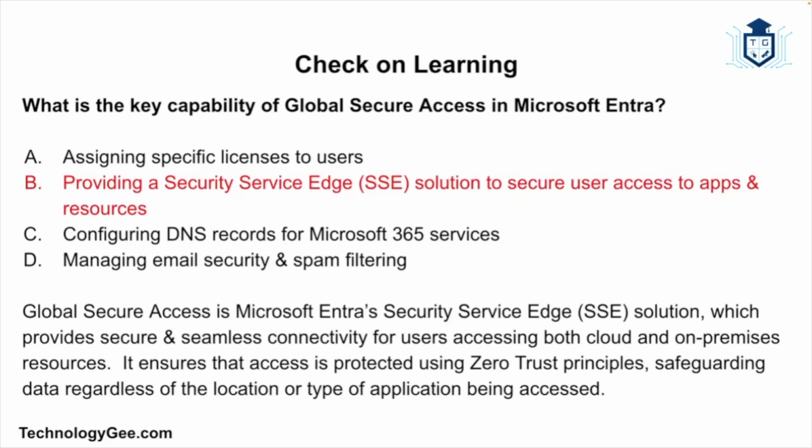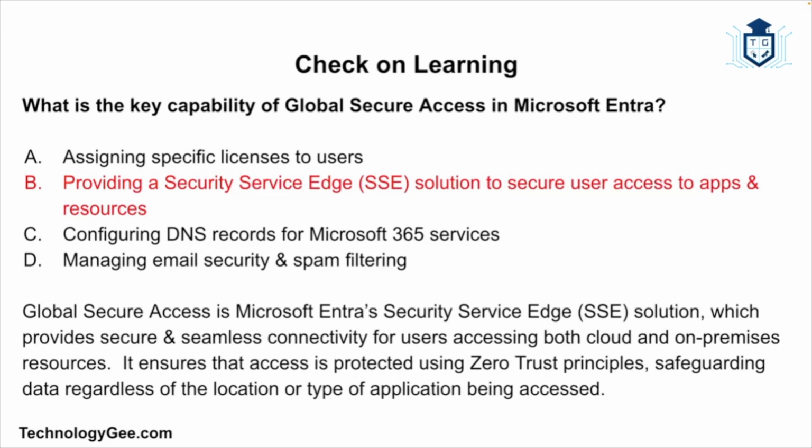And the correct answer is it is for providing a security service edge solution to secure user access to apps and resources. So Global Secure Access is Microsoft Entra's security service edge solution, which provides secure and seamless connectivity for users accessing both cloud and on-premises resources. It ensures that access is protected using zero trust principles, safeguarding data regardless of the location or type of application being accessed.